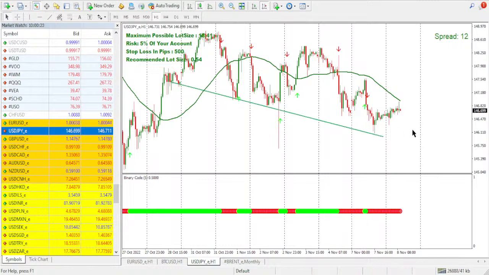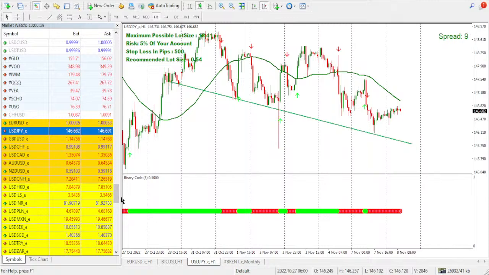This will be the place where we want to look for a sell from, especially if the price goes and closes below this trend line, then that will be the best place where I want us to be looking for a sell from. So that's those three charts.